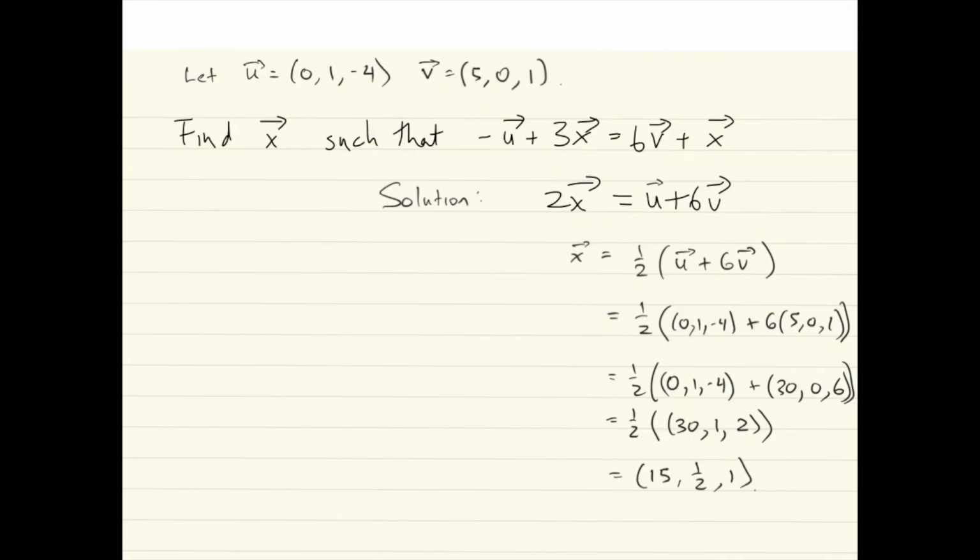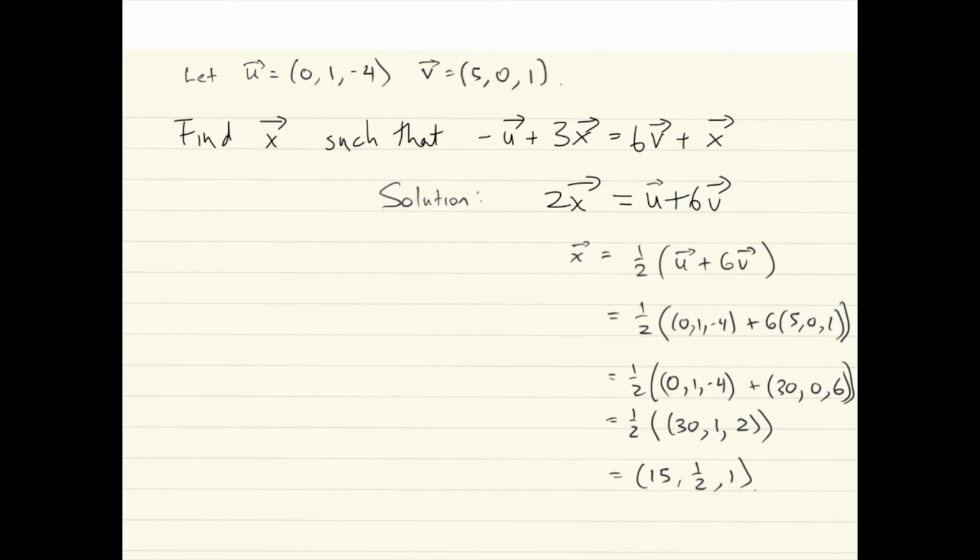Let's do another problem, a completely different problem. So now let u be this vector (0, 1, -4), v be another vector (5, 0, 1), and the question is find a vector x in R3 such that this equation holds. It turns out that vectors follow a lot of the rules that hold in algebra. So what we do to solve this problem is we can start with this equation and add u to both sides. So this negative u turned into this u here, and then I subtracted x from both sides.